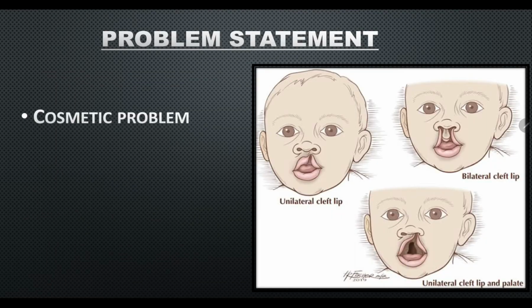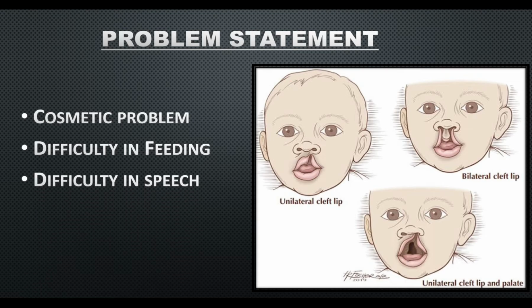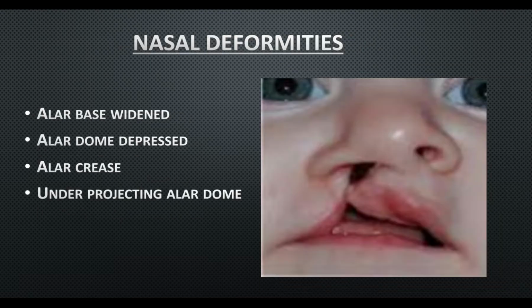Coming to the actual problem in cleft lip and cleft palate, first it is cosmetically a great problem, and then there is difficulty in feeding, because whenever there is a cleft lip there will always be difficulty in feeding because of poor attachment, difficulty in speech and defective dentition, because cleft lip and cleft palate is one of the causes for defective dentition.